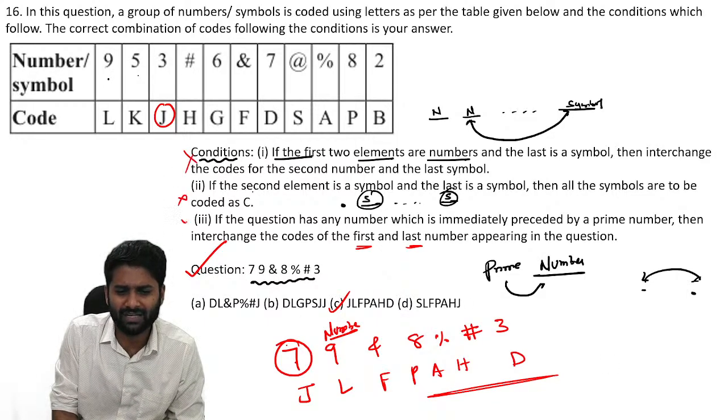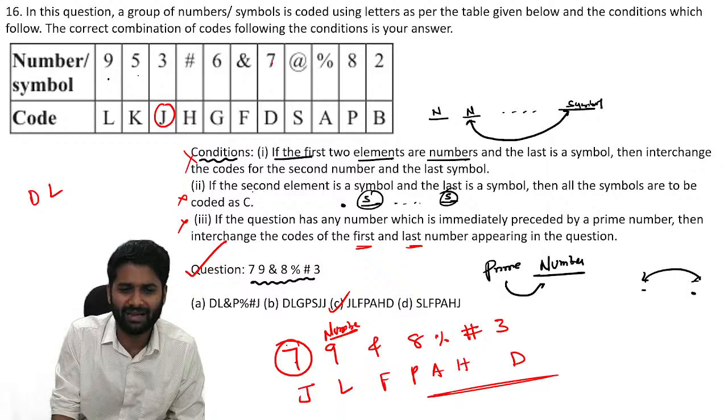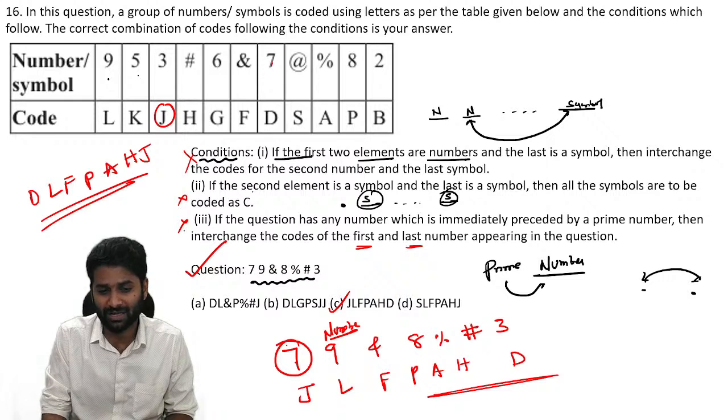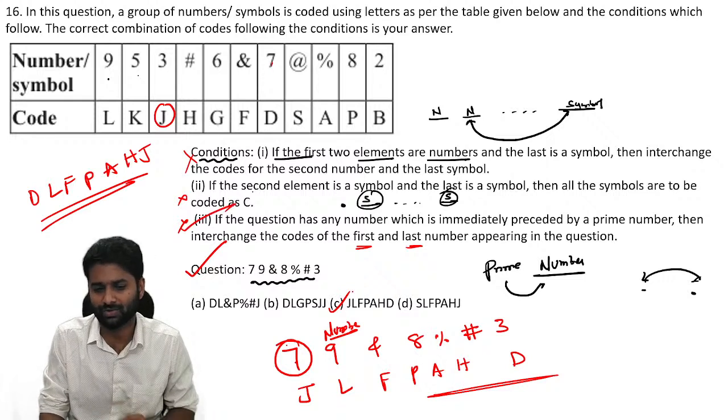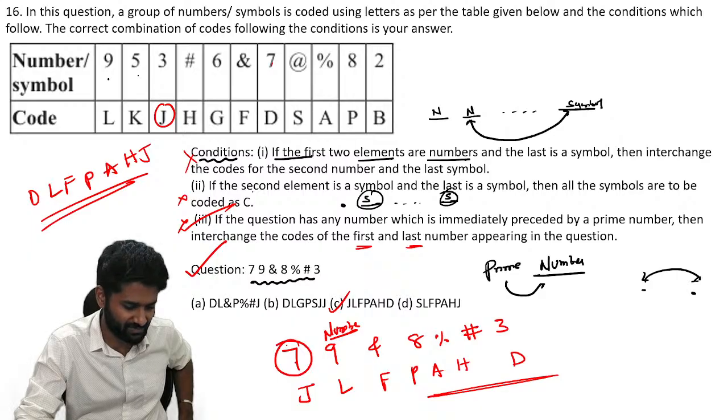If the condition is not satisfied, then you can directly take 7 as D, 9 as L, and so on, 8 as P, percentage as A, hash as H, 3 as J. If no condition is satisfied, you can directly write the code. If any one of the conditions is satisfied, according to that condition only you have to give the code. So answer C is the correct answer. Is it clear, these conditions?